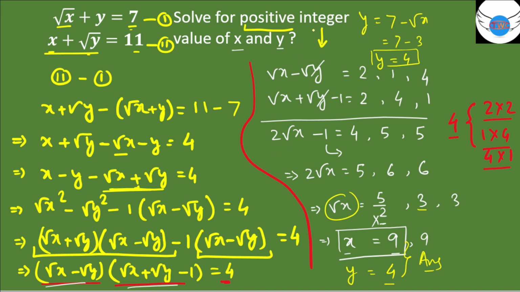So friends, here we have understood how to solve this type of algebraic problem with integers. This type of problem is very common in Olympiad examinations. If you are preparing for any Olympiad or competitive examinations, my videos will definitely help you.